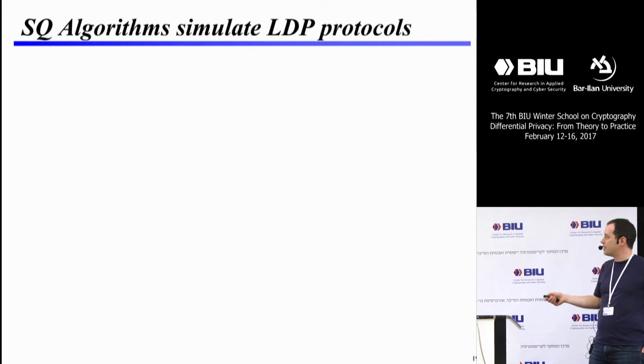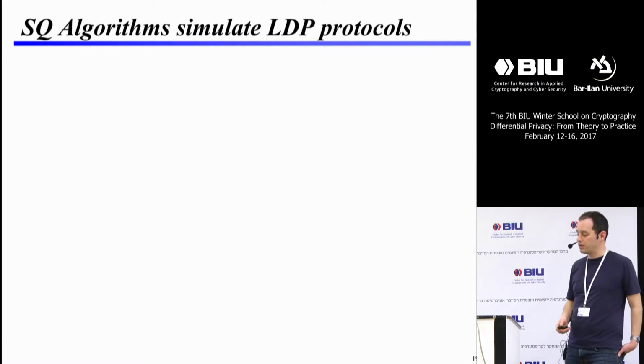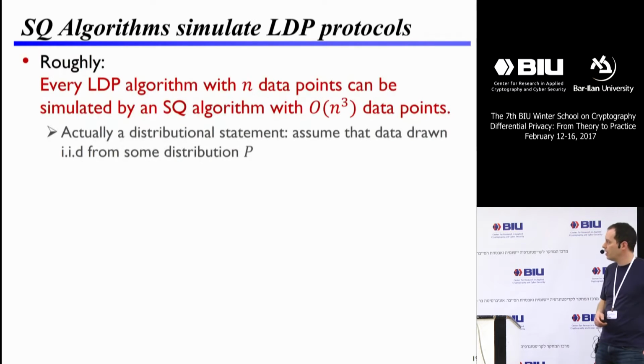But what that means is anything that you can prove is impossible to solve using an SQ algorithm will, by implication, be impossible to solve using local differential privacy. Okay. So, I'm not going to formulate the exact statement, but, very crudely, every locally differentially private algorithm with n data points can be simulated by an SQ algorithm with some related number of data points, roughly n cubed.